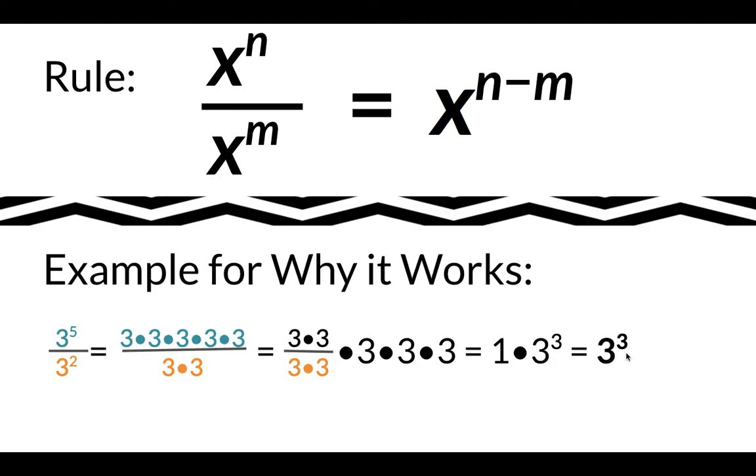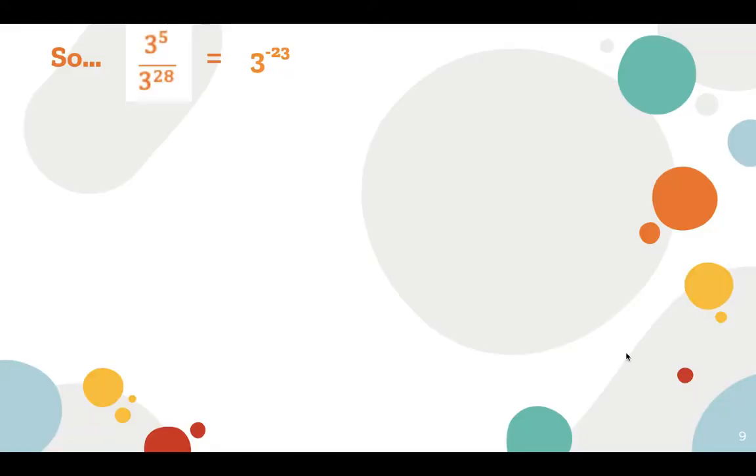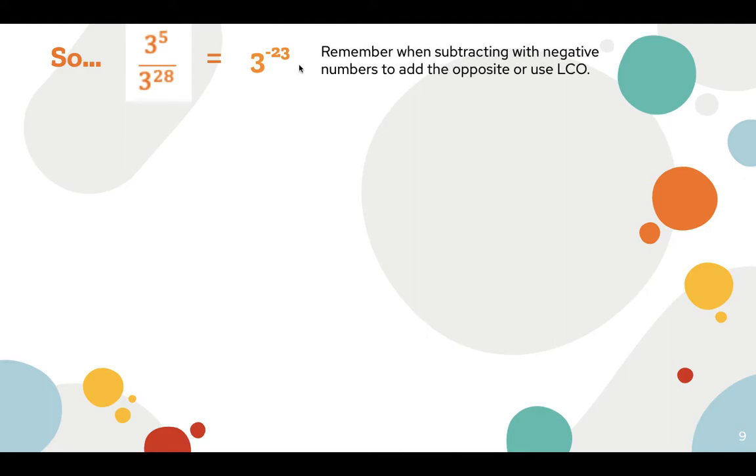So if we said 3 to the 5th power over 3 to the 28th power, we're going to subtract those. 5 minus 28 would equal negative 23. So our answer would be 3 to the negative 23rd power. So remember when subtracting with negative numbers to add the opposite or use leave, change, opposite.